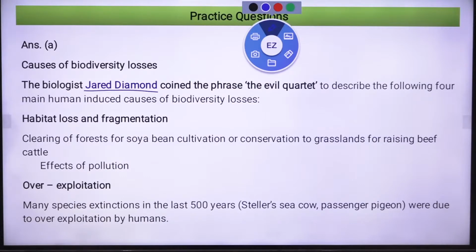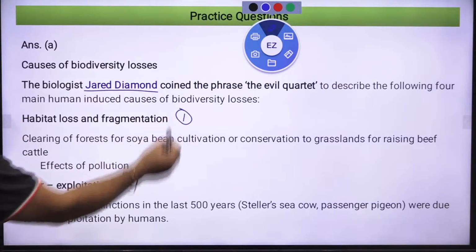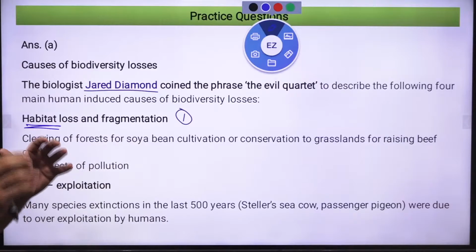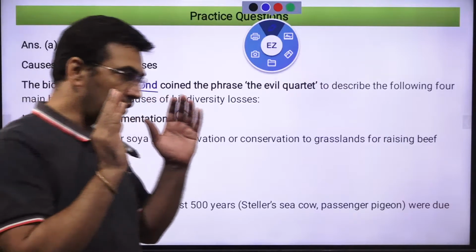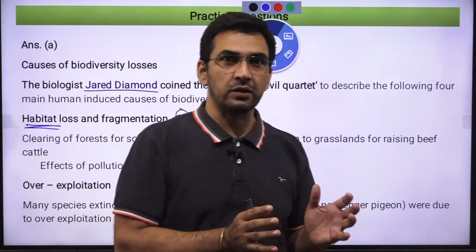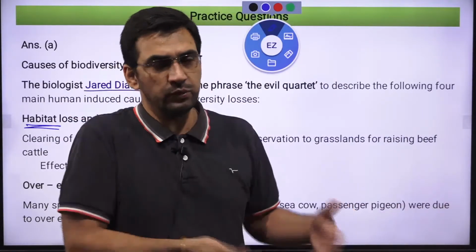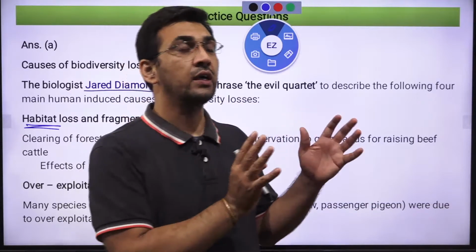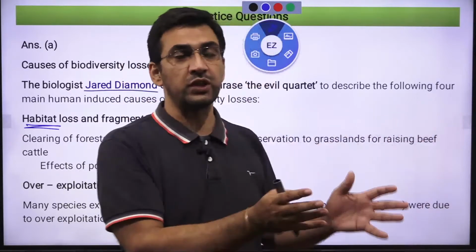That means because of our actions, we are causing this biodiversity loss. First one is habitat loss and fragmentation. That means, what is a habitat? The place of living, right? So basically, let's say you have an animal habitat. We are destroying that animal habitat through our activities. Let's say you have a forest and you are cutting that forest. You are destroying the habitat of the animals which are living in that place.